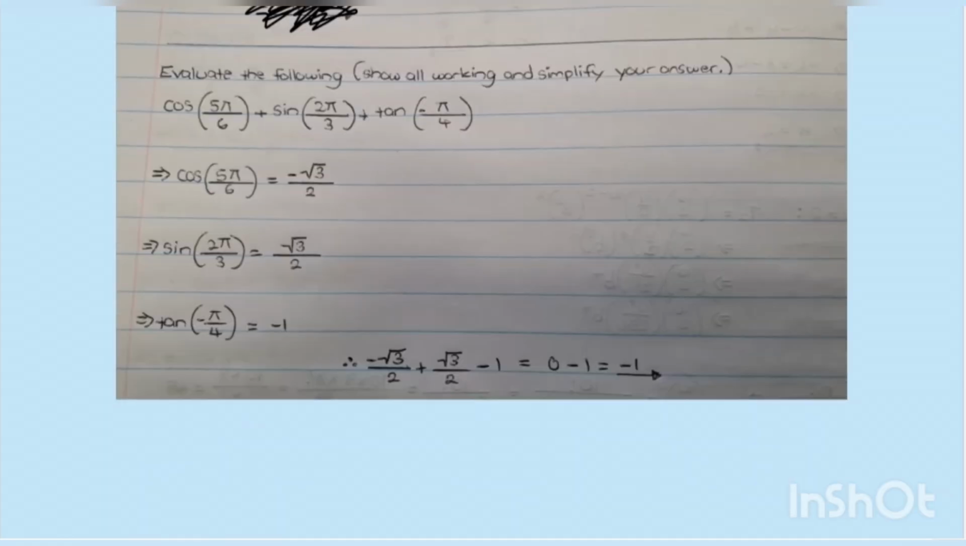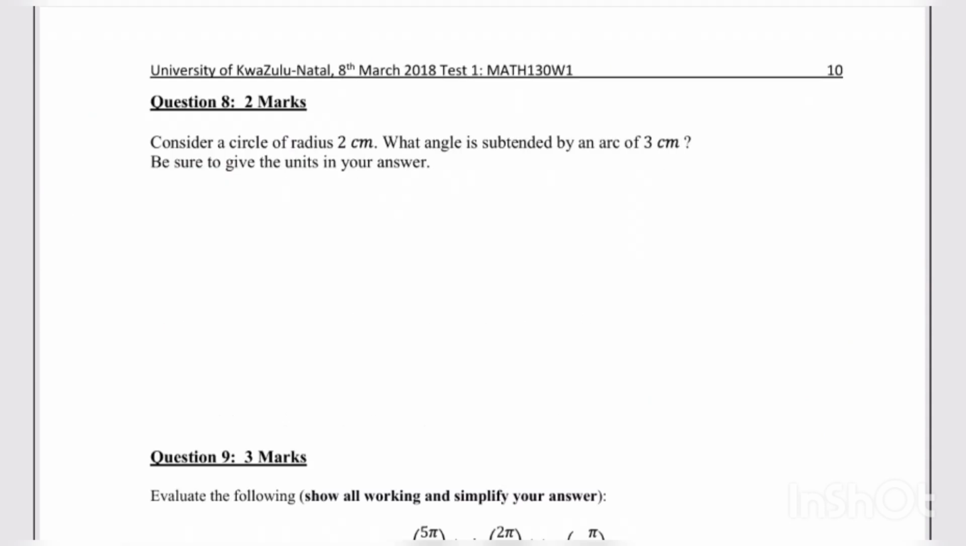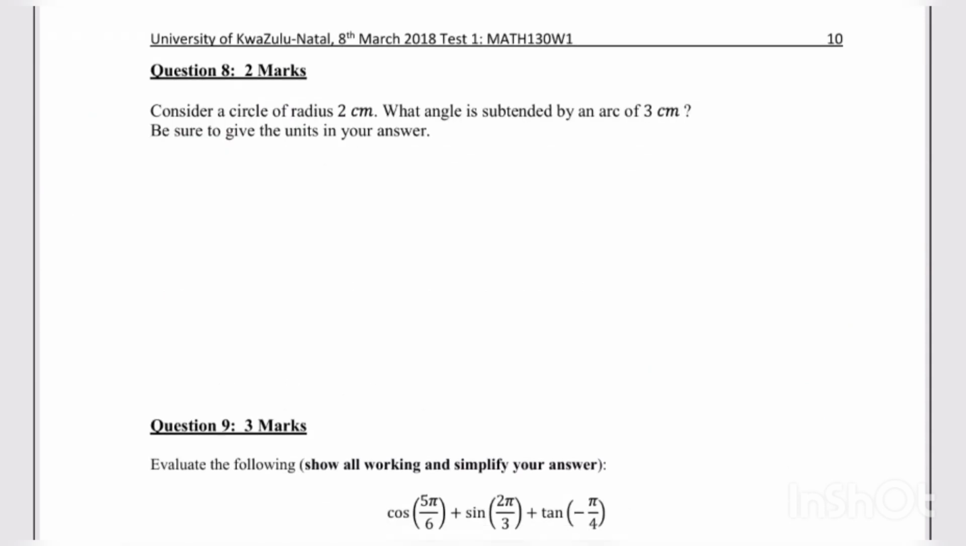Okay, so yeah, and this is how we'd solve cos, and don't worry about that one.